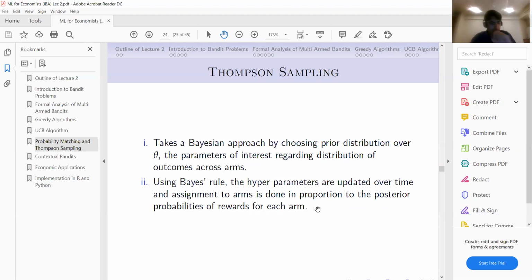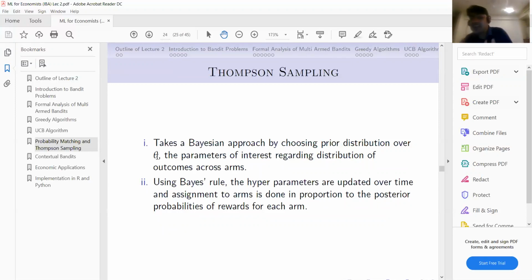And then the hyperparameters, which I hope that people know about from Bayesian statistics. Theta itself is a parameter, which is the probability of success, but theta is not a hyperparameter, it's just a parameter. But when you're choosing prior distributions for parameters, of course those distributions in turn will also be defined by some new parameters. And those parameters are called hyperparameters. They are updated over time in a Bayesian manner using Bayes' rule in Thompson sampling, which takes a Bayesian approach.